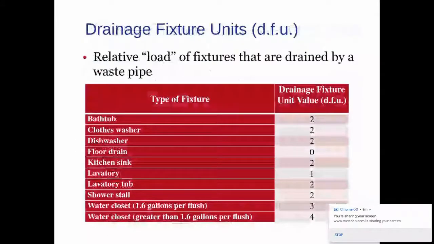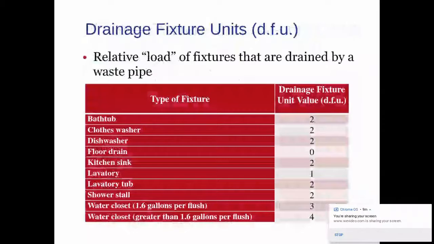So this idea of drainage fixture units. You want to size your drainage pipes so that they have enough capacity that if all the faucets and toilets are used at the exact same time, the system won't overload and back up. So whatever the item is, they have a quote unquote drainage fixture unit value associated with it.